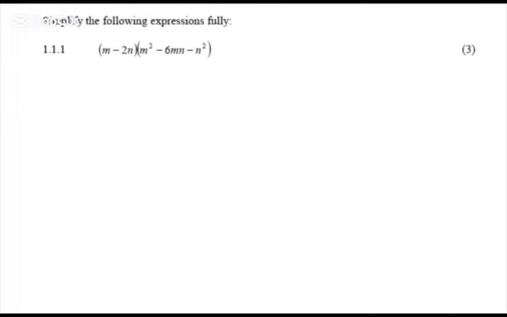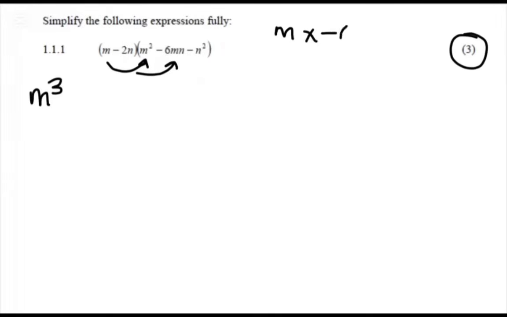So they say simplify the following expression, which is 1.1, worth 3 marks. This is a multiplication of a binomial with a trinomial. It's going to be very easy. We multiply m by m, which is m cubed, and then m multiplied by negative 6mn.